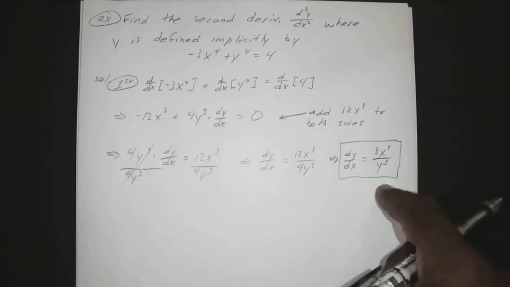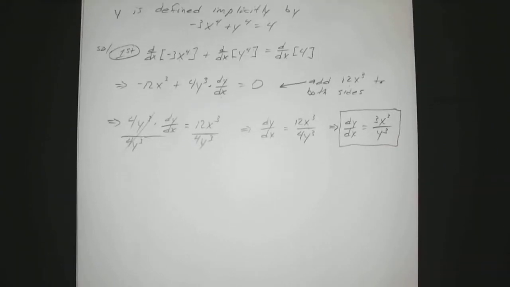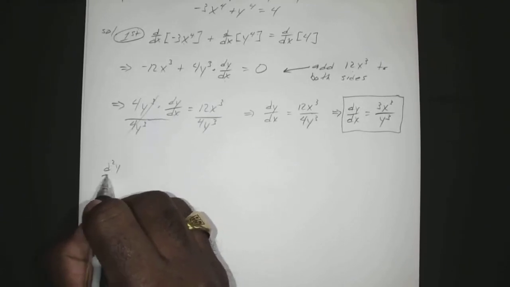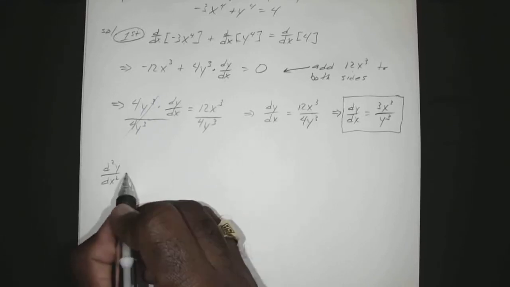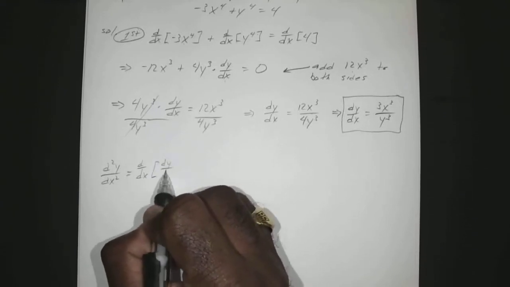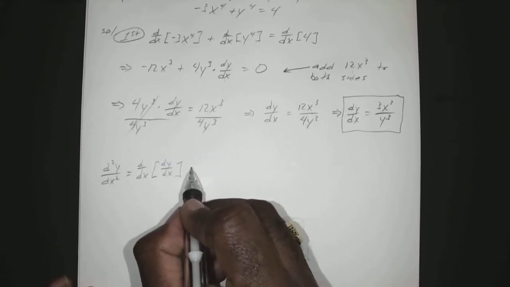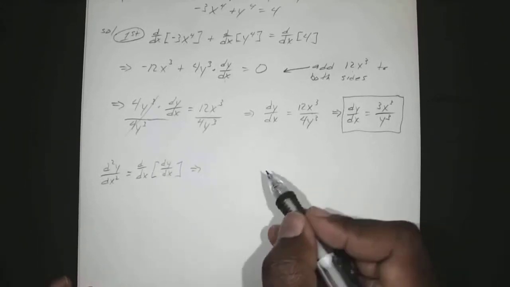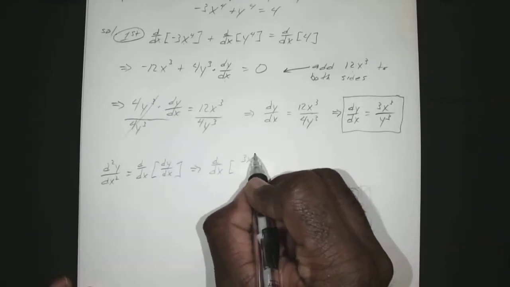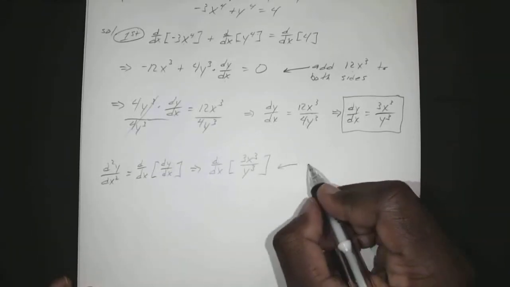Okay, so we're actually going to have to come back to that, so that's why I drew a little square around it. Okay, now our second derivative is just the derivative of our first derivative. Okay, which means you want to find the derivative of 3x to the third over y to the third, which means we have to use the quotient rule.